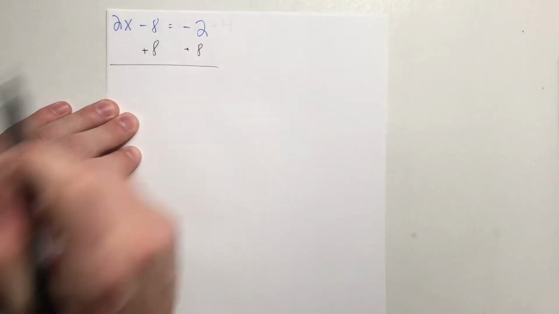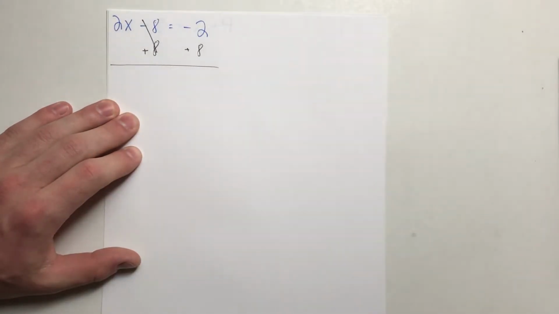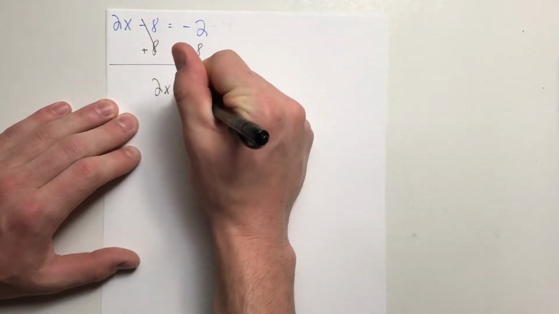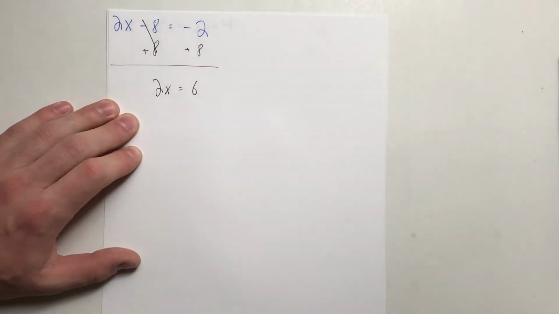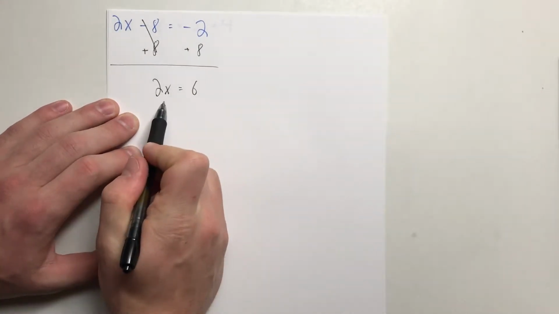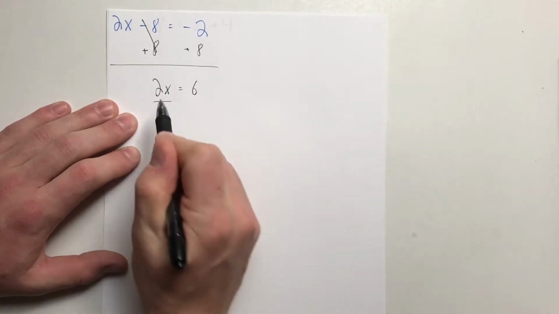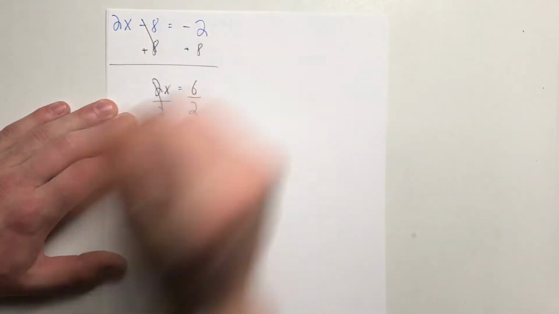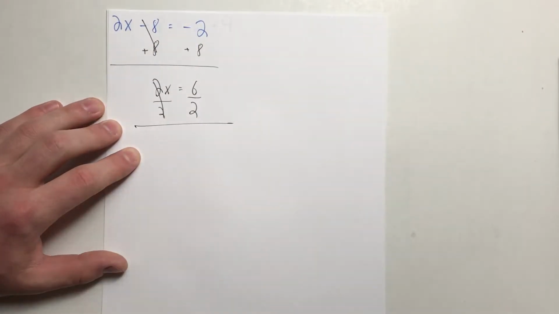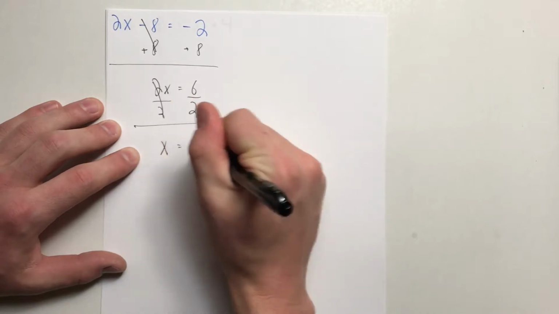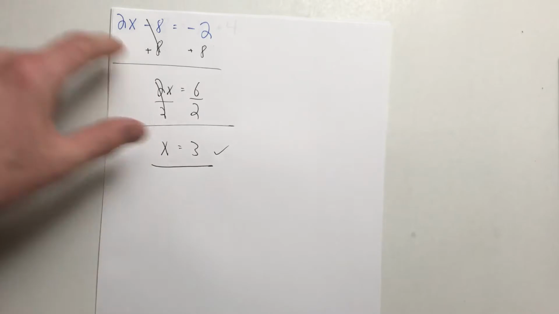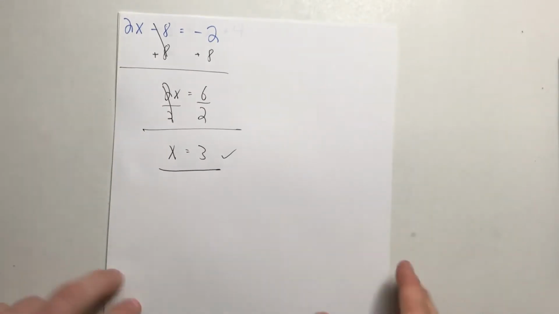And what we get is we have a negative 8 plus 8, so that's going to cancel. Then we have negative 2 plus 8, so that's going to turn into a 6. So what we have left over is 2x equals 6. And then we want to isolate x because we're trying to solve for x here. So if we divide both sides of our equation by 2, we get a cancellation here. 6 divided by 2 is 3, so we get our solution x equals 3. So that is our solution to this first equation. Just a nice simple example.